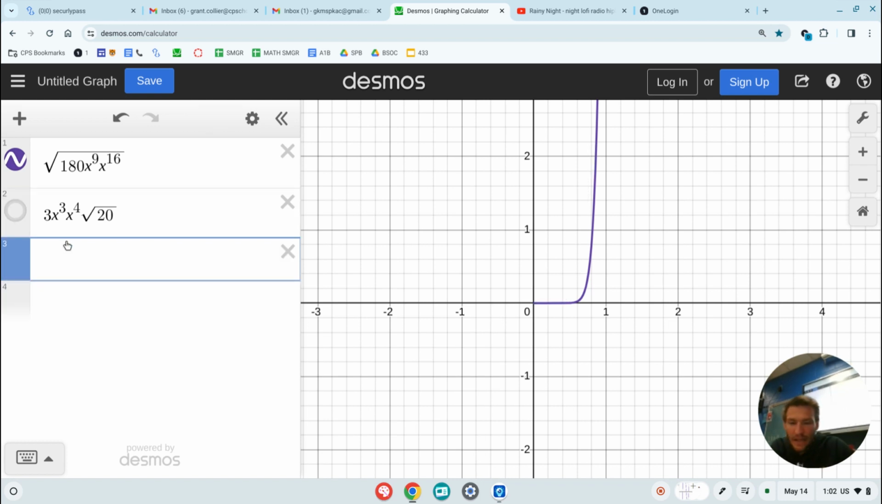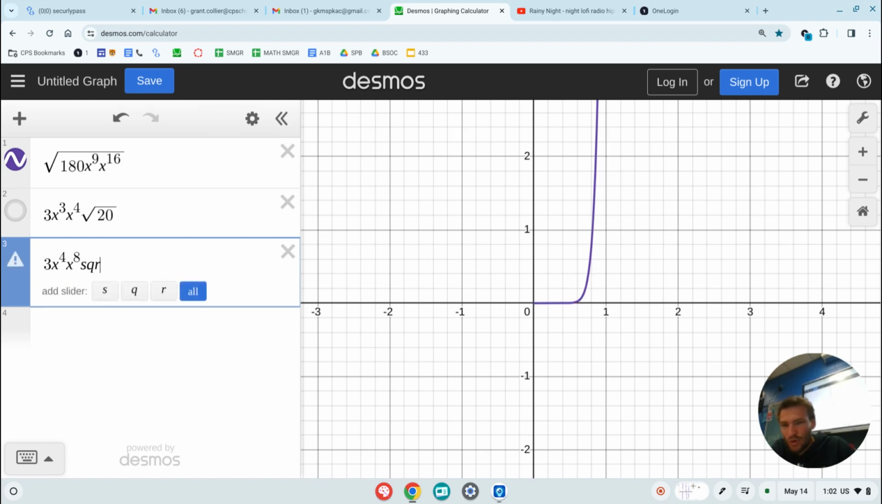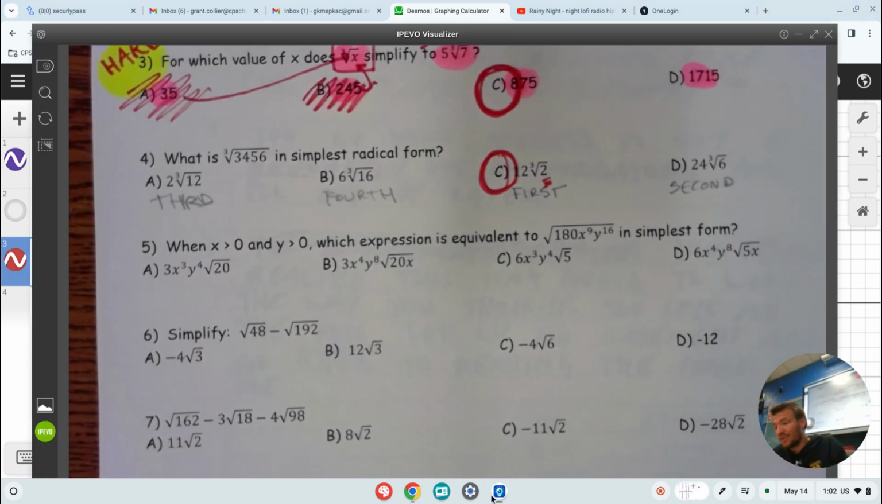So let's try B. 3x power 4, y power 8. Can't use y, got to make it an x. Square root of 20x. How does letter B look? I think B looks great. Is the answer B?